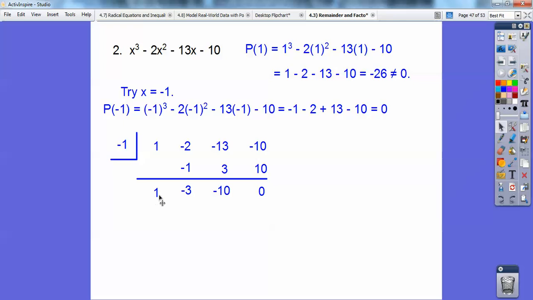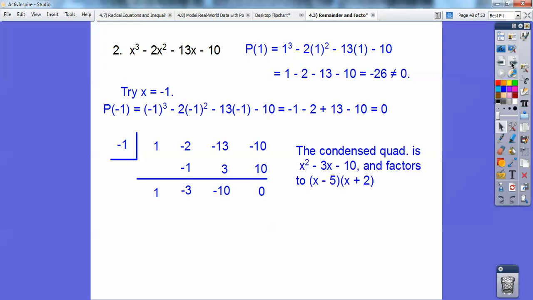Here's my condensed quadratic equation. It's always 1 degree less than. So this is x squared minus 3x minus 10. And then that factors, you guys. X squared minus 3x minus 10 factors to x minus 5, x plus 2. This factor right here is x plus 1. So my three factors are x plus 1, x minus 5, x plus 2.